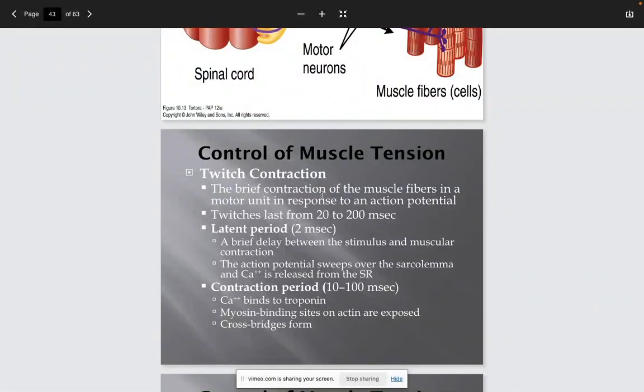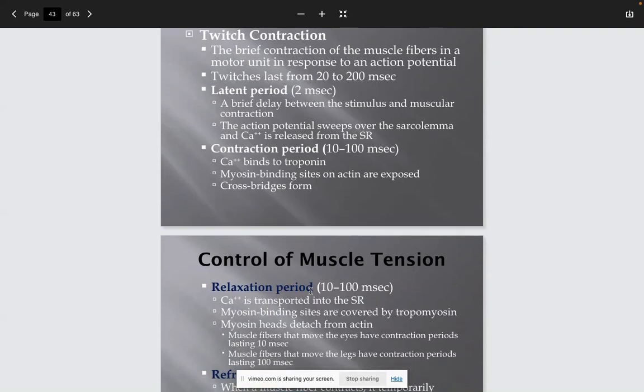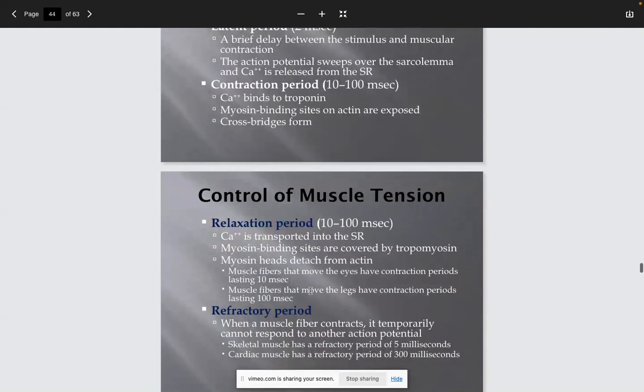Twitch contractions are the brief contraction of muscle fibers in a motor unit in response to an action potential. So an action potential comes in, and thus we have a twitch. There's a period called the latent period and the contraction period. During the contraction period, this is when calcium binds to troponin, right? This is when myosin binding sites on actin are exposed and the cross bridge forms. So once we have contraction, we have relaxation. Relaxation is when the myosin binding sites are covered by tropomyosin, right? Tropomyosin is bound to actin, thus myosin can't bind to actin.